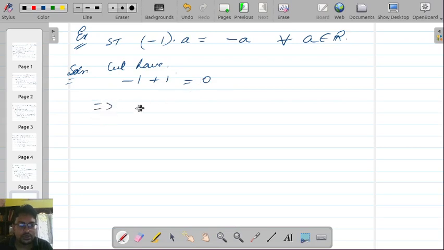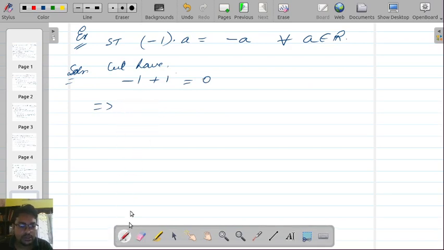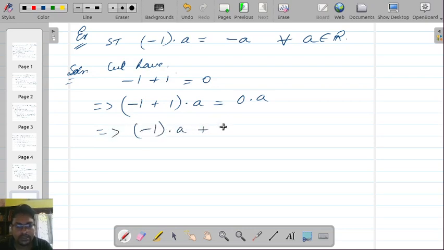Now I just multiply both sides with this a. So minus 1 plus 1, dot a, will be equal to 0 dot a, because these two are the same elements. So I can write this as minus 1 dot a plus 1 dot a, equal to 0 dot a, and already we have shown this is 0. So minus 1 dot a plus a equal to 0.